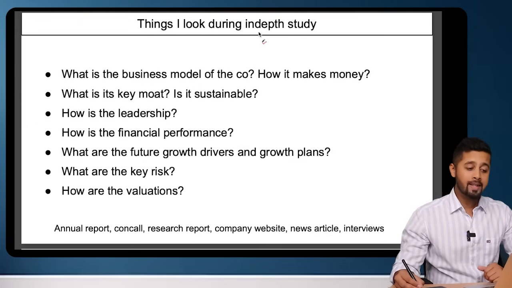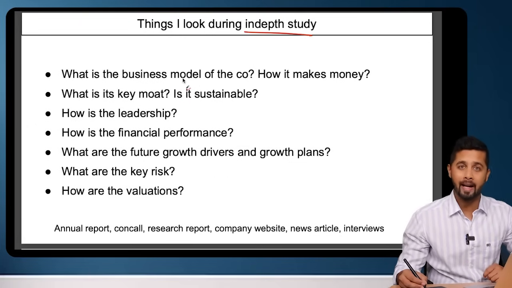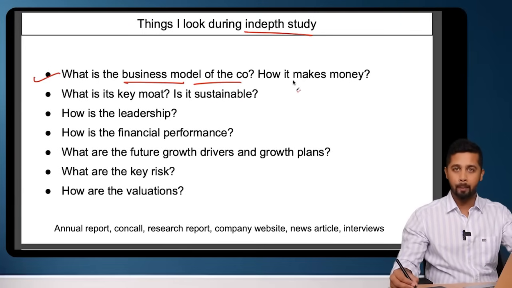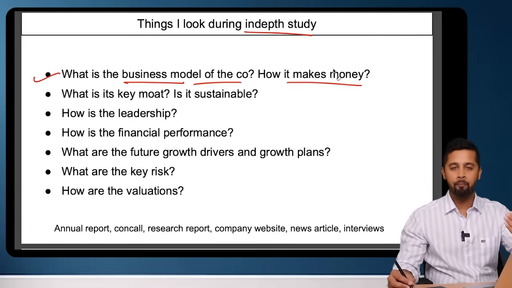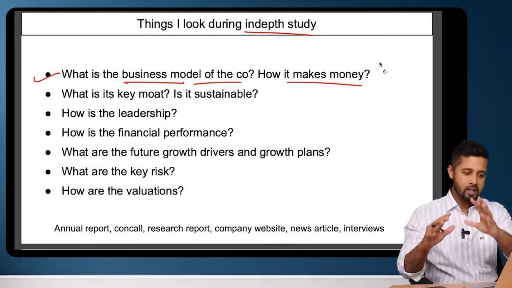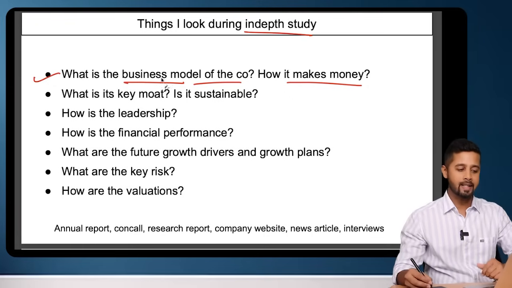Okay, let's first try to understand the important parameters I look at when I do an in-depth study of any business. First of all, I try to understand the business model of the company, in the sense of how it is making money, whether it is a product-based company or into services, and what the breakup is across geography and across product divisions. So I try to understand all these details.